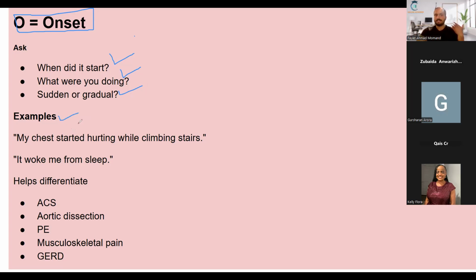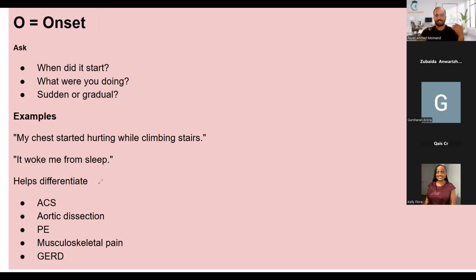Examples: my chest started hurting while climbing stairs. Now, this chest pain started on exertion. It is likely to be from ischemic heart disease. It woke me from sleep. Now, Prinzmetal angina is a type of angina that wakes patients up from sleep. Another possible differential here would be GERD. GERD patients eat dinner and 2 hours later, they start feeling a burning sensation and wake up from sleep. Or they start feeling chest pain or abdominal pain and wake up from sleep.